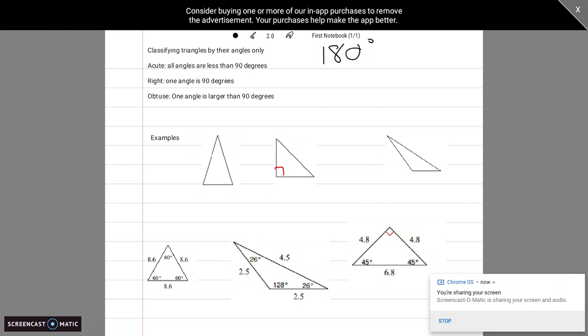So the first type of triangle we have is an acute triangle. This is where all the angles are less than 90 degrees. When something is 90 degrees, it looks like a perfect L. I'll draw it up here in the corner. It looks something like that.